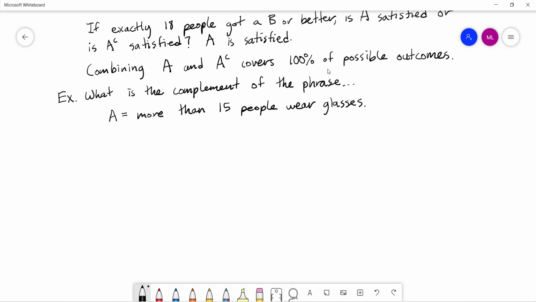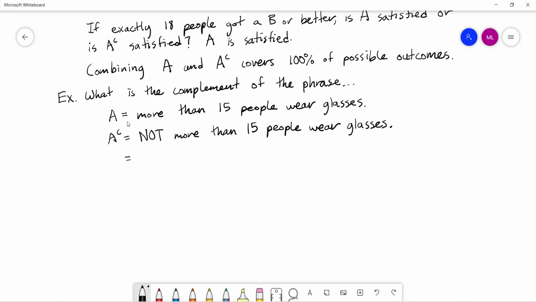What is a complement? Well, it's that not more than 15 people wear glasses. Apologize, my handwriting is getting sloppy here. But again, that's a very awkward phrasing. So let's rephrase that into something that's a little bit better. But these are the only two possibilities.